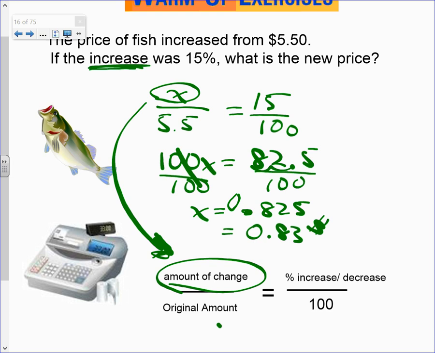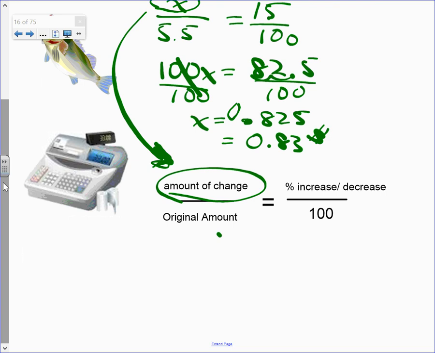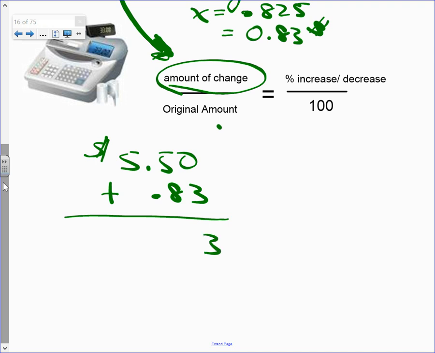Okay. So let's take the old price, $5.50. We'll take the old price, $5.50. And we're going to increase it by 83 cents. Okay, I'm adding 83. Remember when you deal with decimals, you line up the decimals. So we're about to find the new price of fish so we can answer the question. There's your price of the fish.